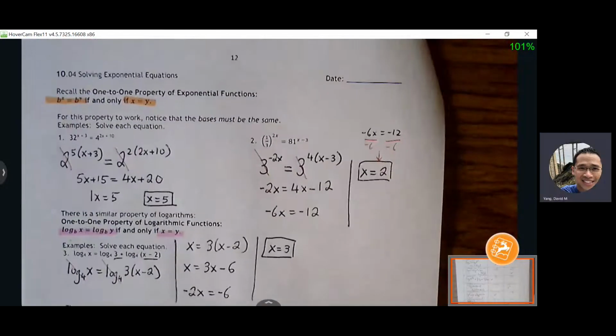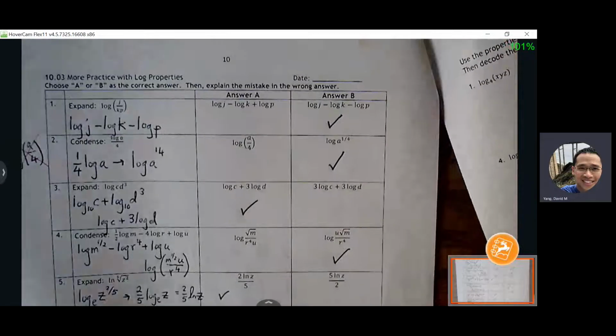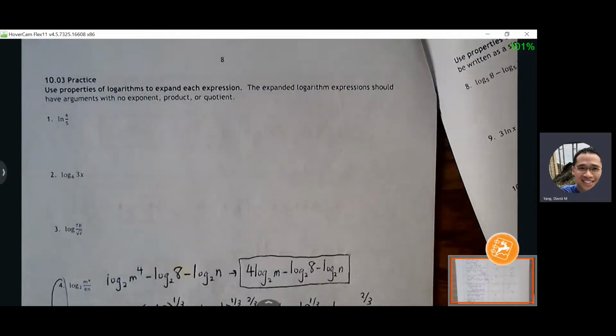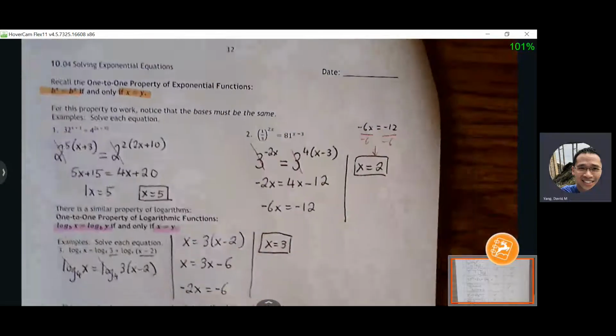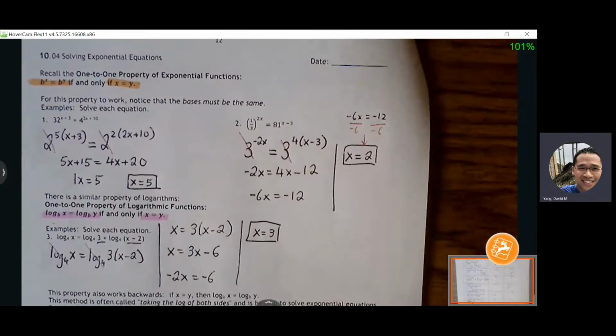Okay, so let me go ahead and see if I can check pages 8, 9, 10, and 12.